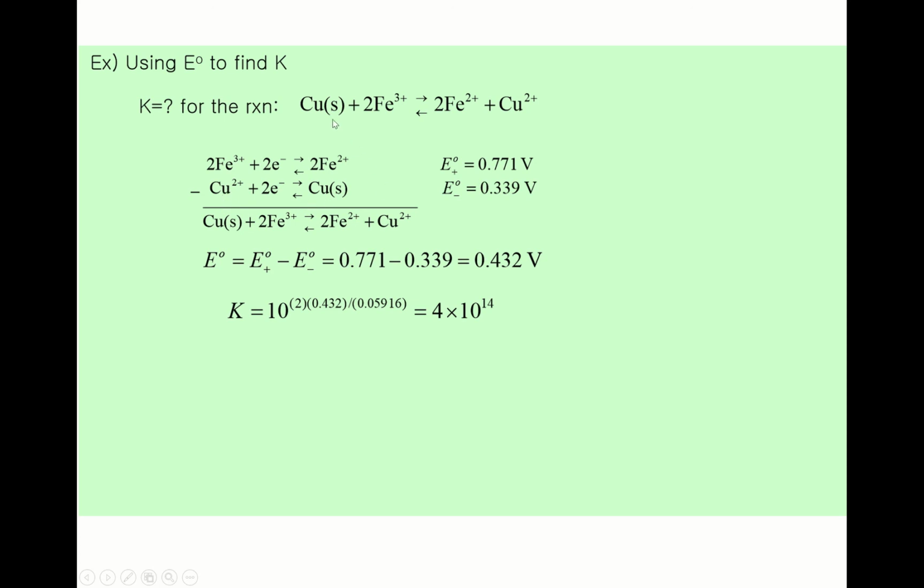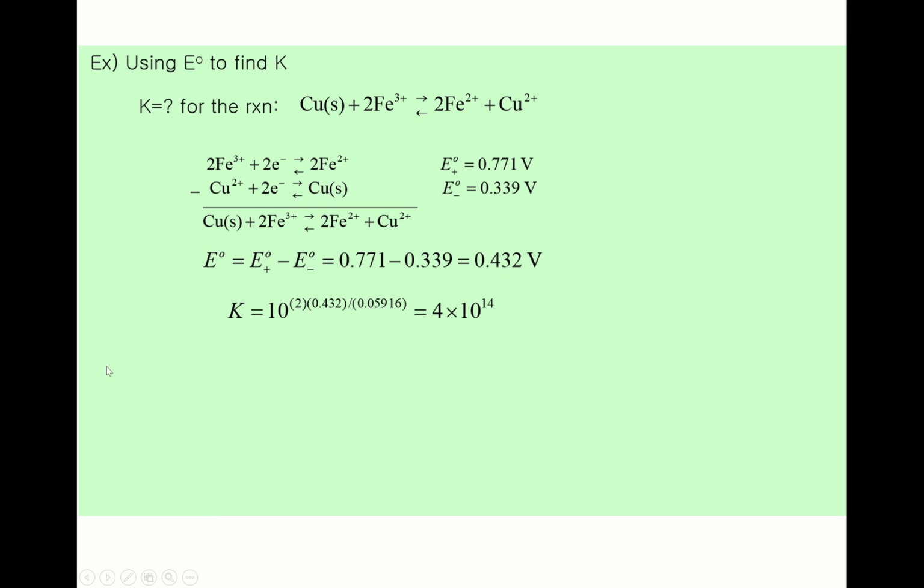And the anodic reaction is what? This one, copper oxidation, but written in the reduction form. So copper ion accepts two electrons to become copper metal, and the E0 value is 0.339 volt. The difference in standard reduction potentials is this one. We subtract 0.771 minus this value, which is 0.432 volt.